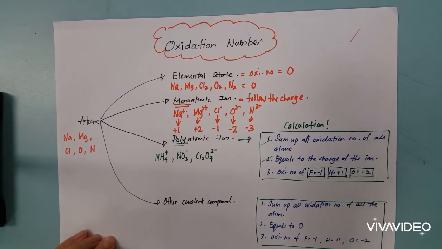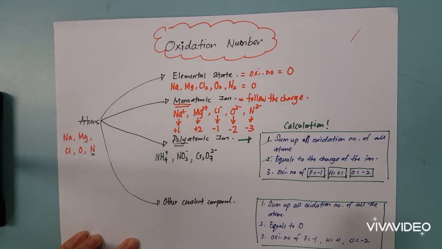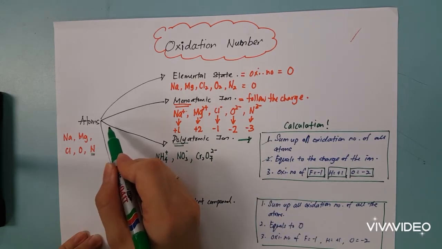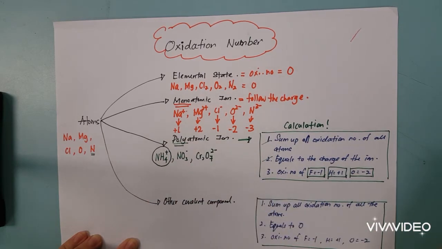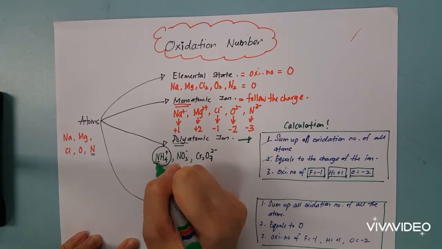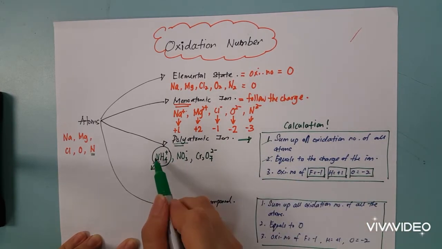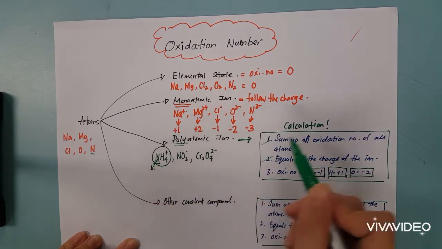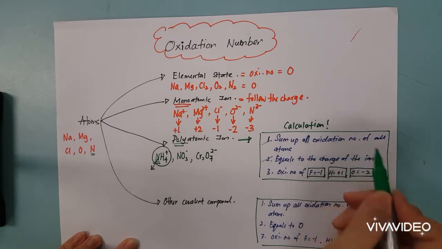Alright, so with that, let's go into a specific example. Say for example, I have a nitrogen atom over here. It interacts with hydrogen and forms a polyatomic ion with formula NH4+. Now in this case, what is the oxidation number of my nitrogen? To find this oxidation number, you have to solve by calculation, first summing up all the oxidation numbers.